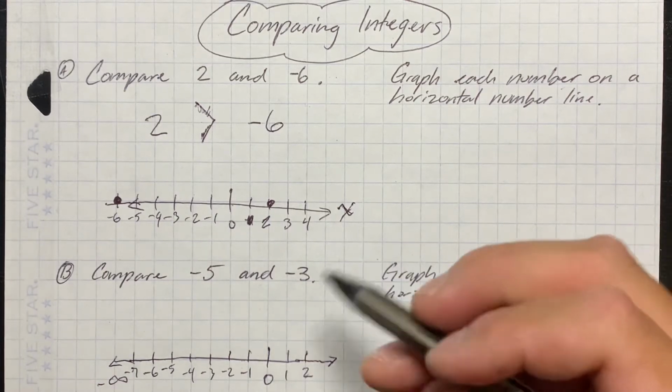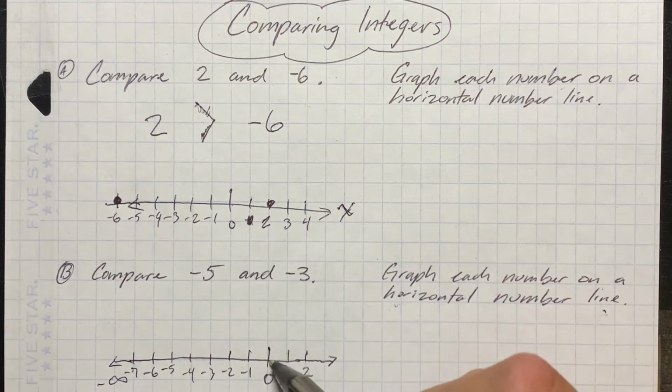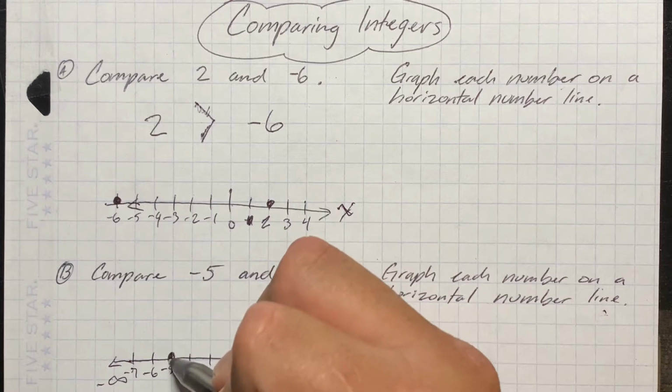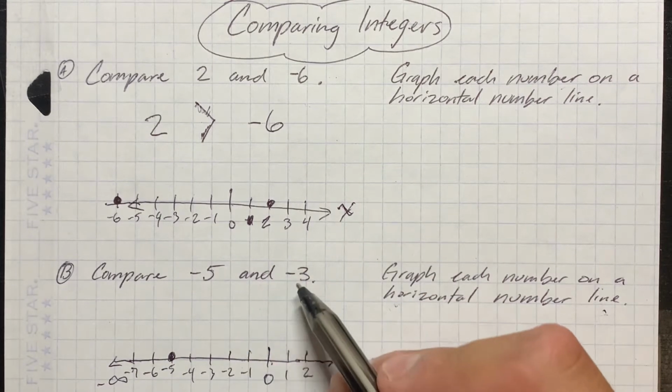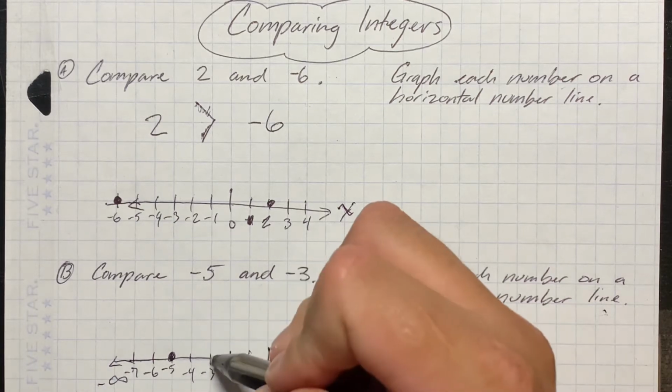Now, let's graph -5. So -5, here's my origin. I always start from the beginning. That's what the origin means, the beginning. So here's the origin, start from there, and I locate -5, and here it is. Same thing. I'm going to go ahead and locate -3. Start from your origin, locate -3, and there it is.